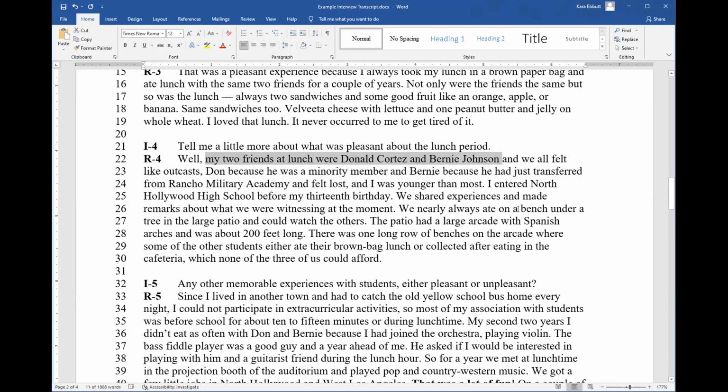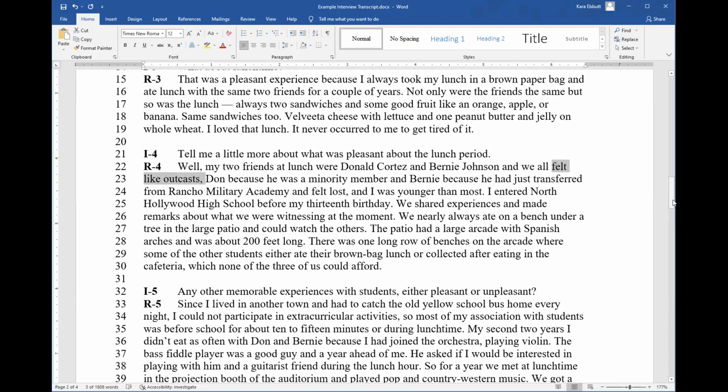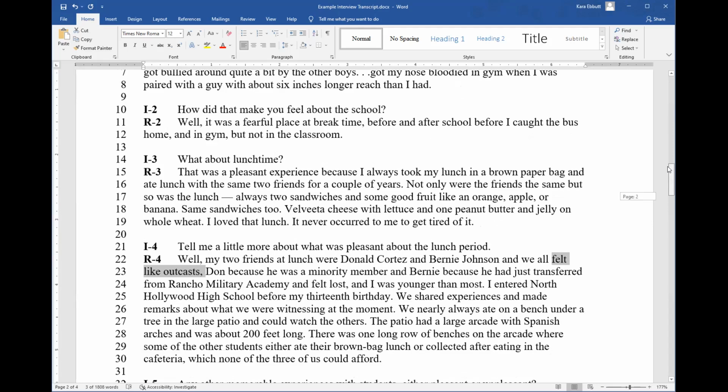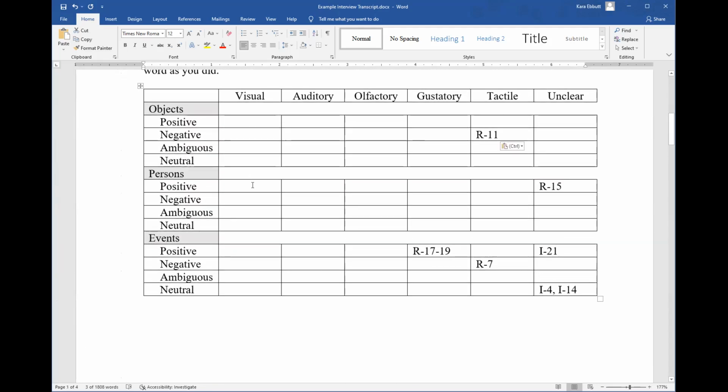I thought he liked the lunch. Well, he liked lunch, yes. So specifically in this paragraph on line 22, he's positive about Donald and Bernie. But then this part right here, felt like outcasts. That would be negative about feeling like an outcast. With friends or with lunch? Sort of the background feeling of being outcasts. Okay, so like everything. So I think R22 is positive people, tactile.